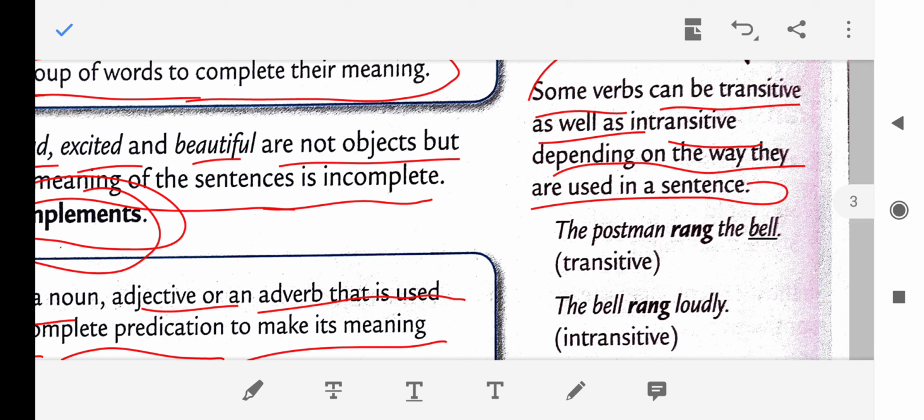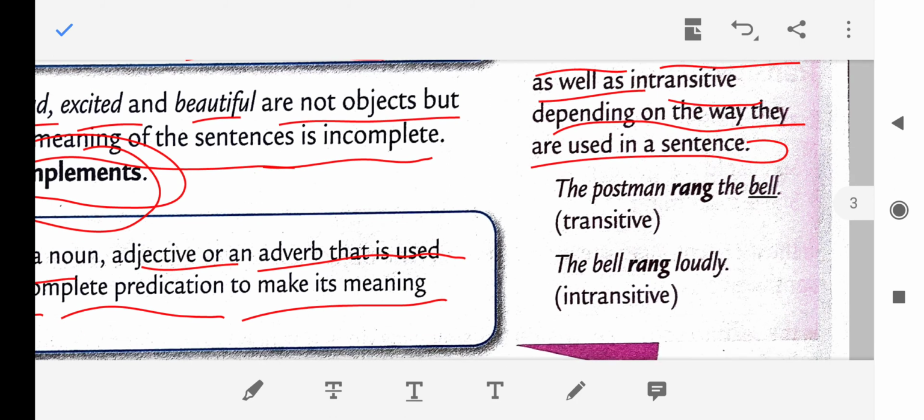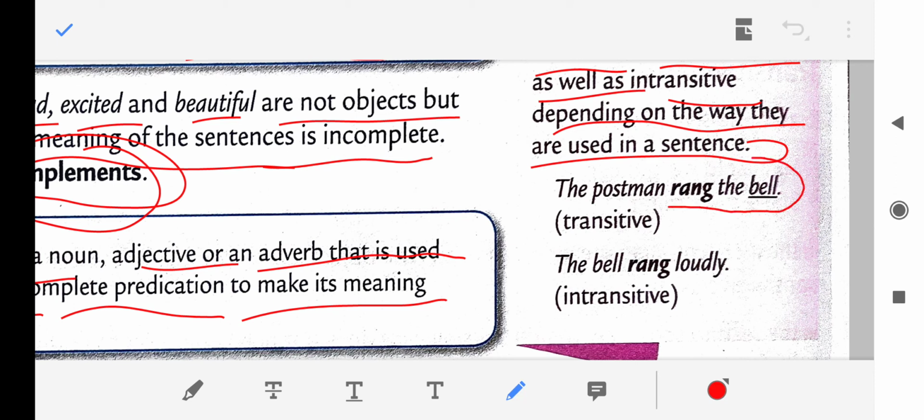The postman rang the bell. Transitive verb. Why? Because it has an object to complete its meaning. The bell rang loudly. It is an intransitive verb, and loudly here is an adverb. Why is it an intransitive verb? Loudly is the complement. It is not the object.